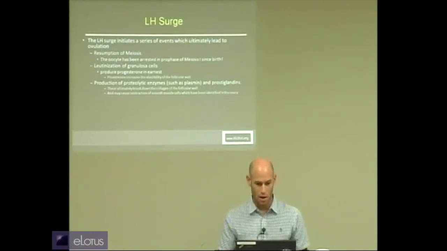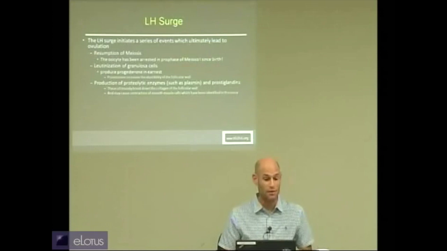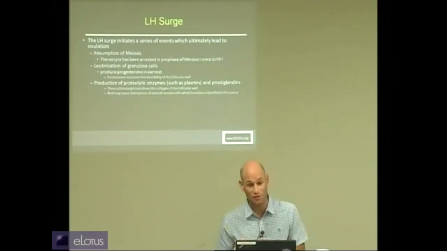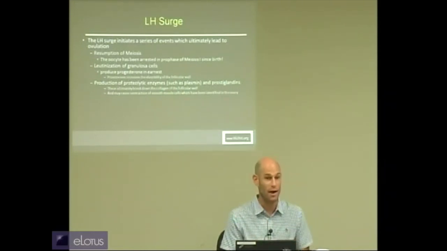This causes luteinization of the granulosa cells. Remember, we talked about the follicle. At the time of ovulation, the follicle goes from the follicular phase to the luteal phase. And this is luteinization, where those granulosa cells go from making estrogen to now making progesterone, which is what supports the later half of the cycle.